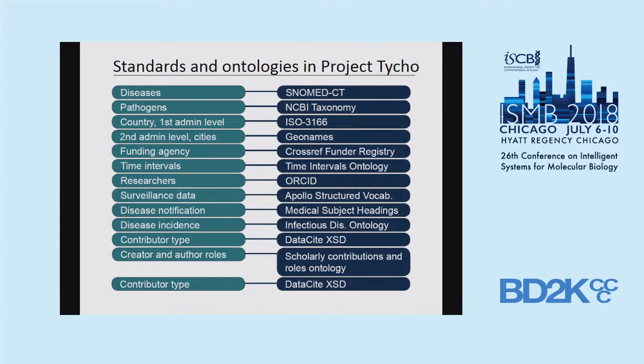Now, what we did in Project Tycho is that for a lot of information pieces, we try to use already widely used standards and ontologies. So for example, for the disease names, we use the SNOMED terminology and codes. For pathogens, the NCBI taxonomy, and for geolocations, ISO codes and GeoNames, etc. So we try to find widely used ontologies and standards, although I have to say, sometimes you can pick from many, and it's hard to pick which standard to use. But we just had to make some decisions here.